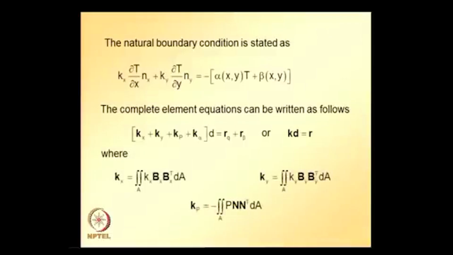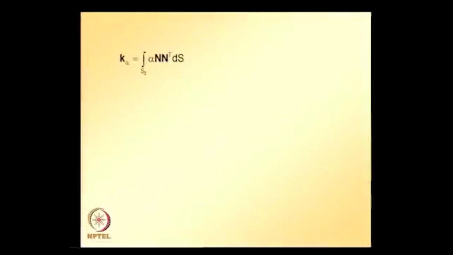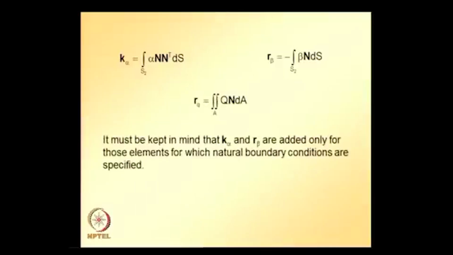Each of these components kx, ky, kp, k alpha, r beta, r q are as defined here, and it must be kept in mind that k alpha and r beta are added only for those elements for which natural boundary conditions are specified. We discussed all this when we looked in detail at the derivation of finite element equations for general 2-dimensional boundary value problems.